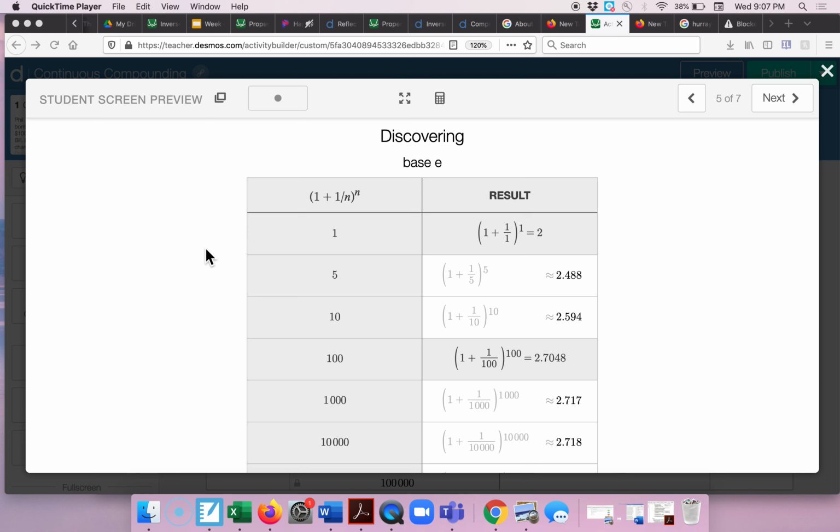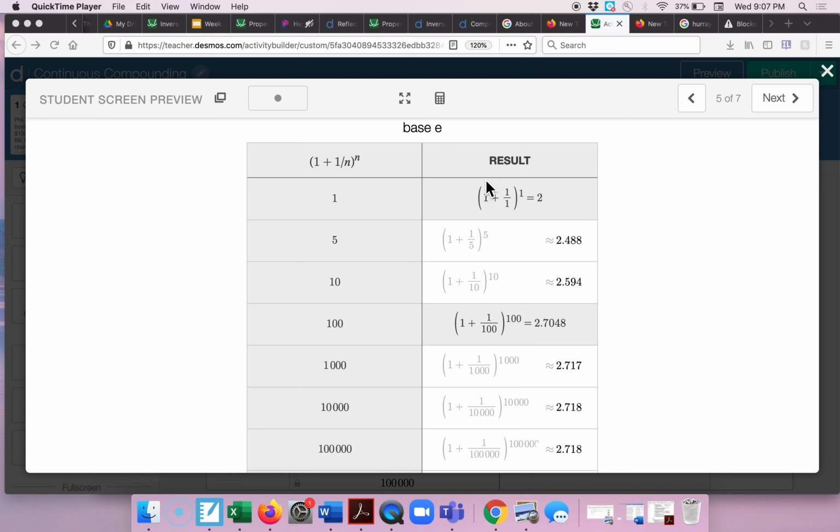All right, guys, on the previous screen, you saw that the more and more you start compounding, the less and less impact it has. So in the beginning, it seemed like it was having an impact, right? Look at this table here. This is a formula that demonstrates what happens if we continuously compound, okay?